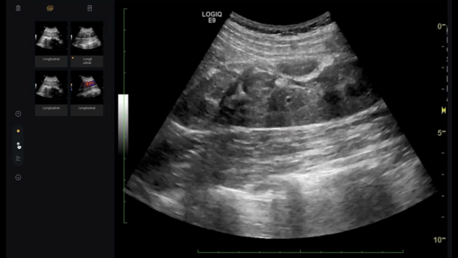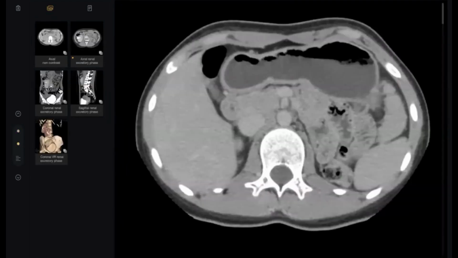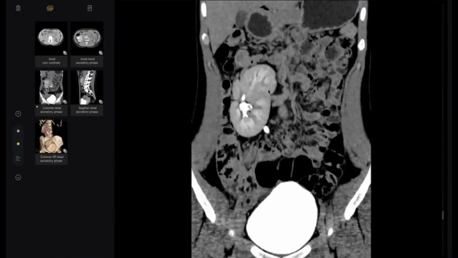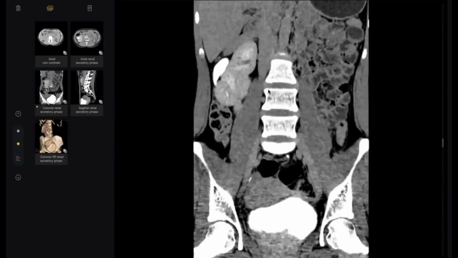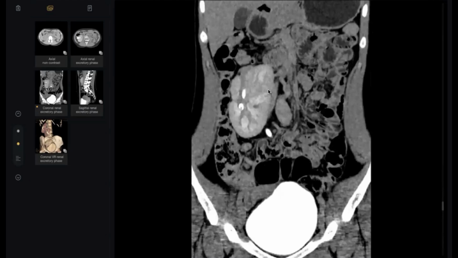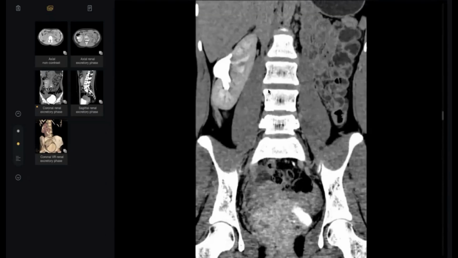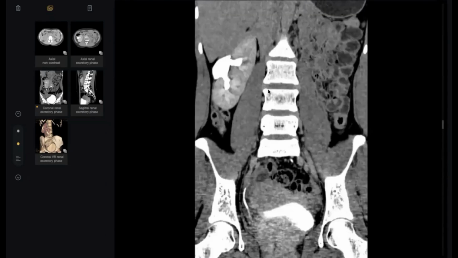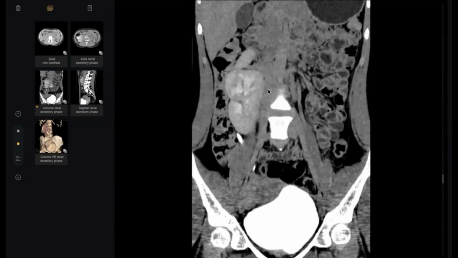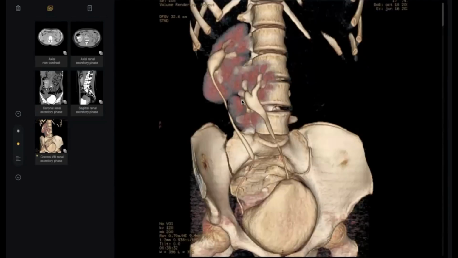See here, see the CT. What happened? I think this is crossed fused ectopia. I was about to say it may be a pancake kidney, but there are some differentiating features, very clear here.